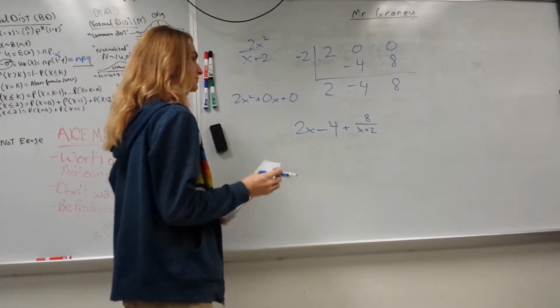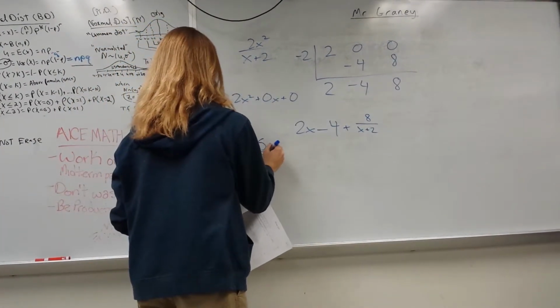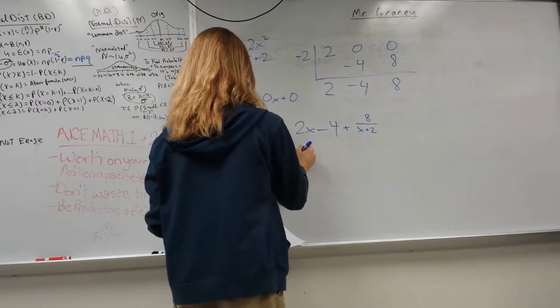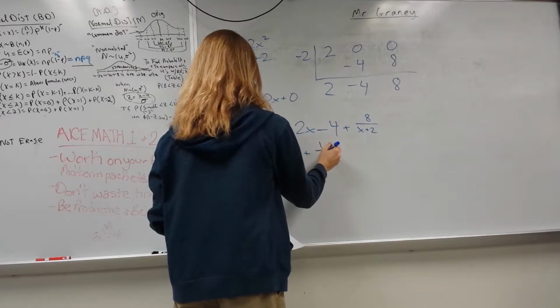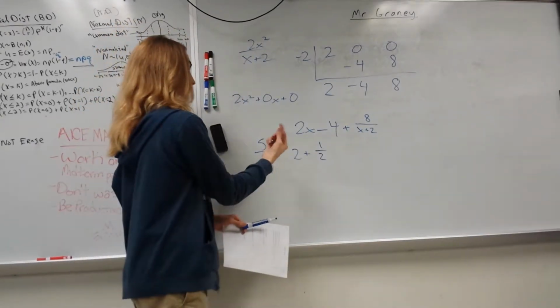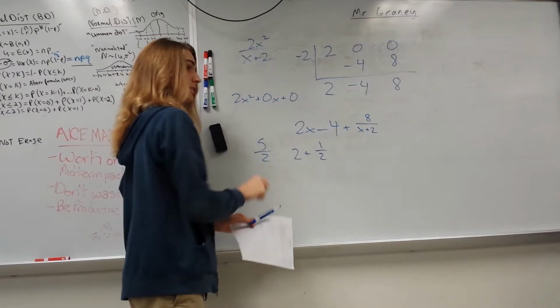Like if you were doing 5 divided by 2, you would end up getting 2 plus 1 over 2. So you do the 1 remainder over the denominator.